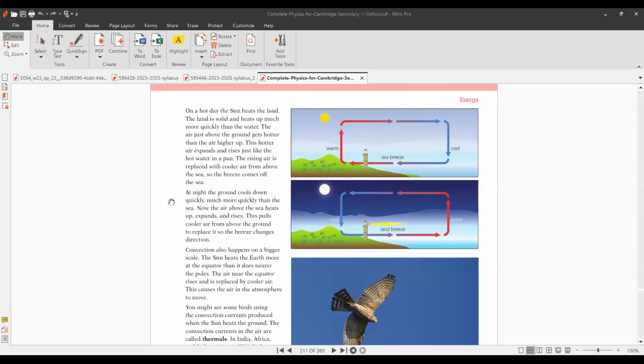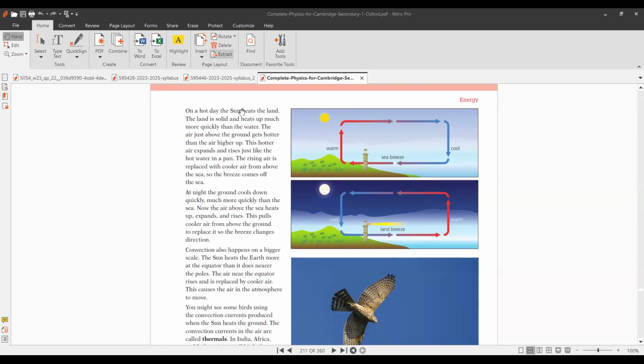We discussed convection, radiation, and conduction in the previous lesson. There are a few points that are related to convection, which are the thermal gladiators and the land breeze and the sea breeze. Sea breeze is the one which is present in the morning time, and land breeze is the one which occurs in the nighttime.